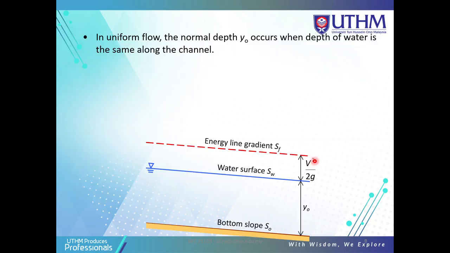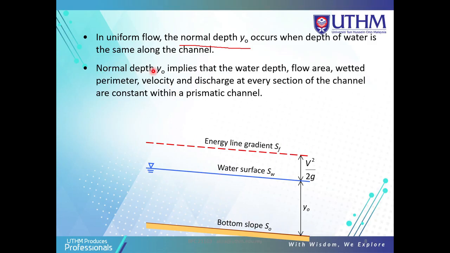In uniform flow, the normal depth is y naught. We learned y in chapter 1; in this chapter, y naught is the symbol of normal depth. Normal depth occurs when the depth of water is the same along the channel. Here we see the energy grade line, water surface and channel slope.